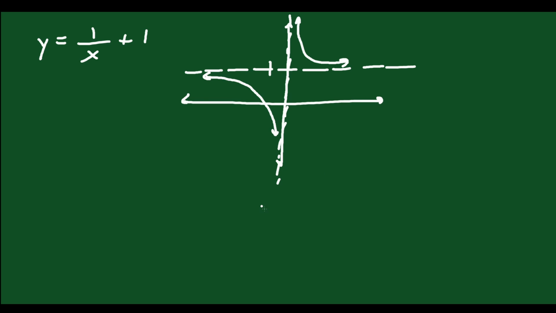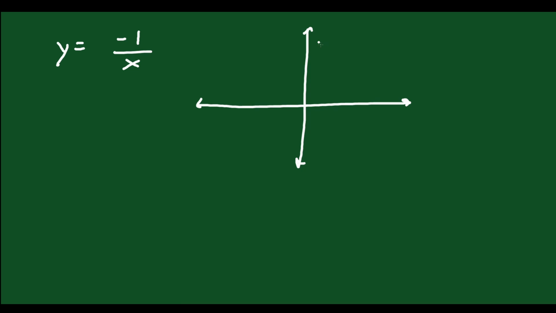And if you decide to make the graph negative, like y equals -1 over x, that would be a vertical reflection, right? So instead of looking like this, you would have it flip downward, and it would look like this. All right, just like that.